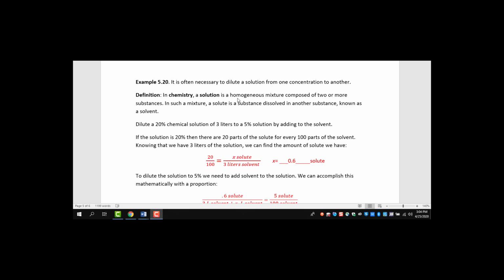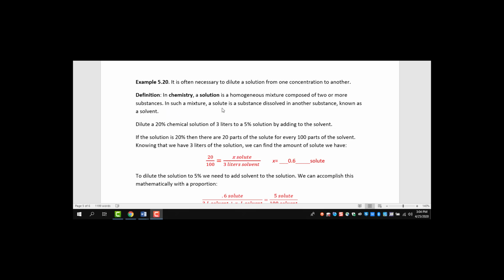In chemistry, a solution is a homogeneous mixture composed of two or more substances. In such a mixture, a solute is the substance dissolved in another substance, known as the solvent. So all this is saying is that, like for salt water, the salt would be the solute, and it's dissolved in another substance, which in this case would be the water. But you can mix more than just salt and water. You can mix salt and maybe who knows what else and water.